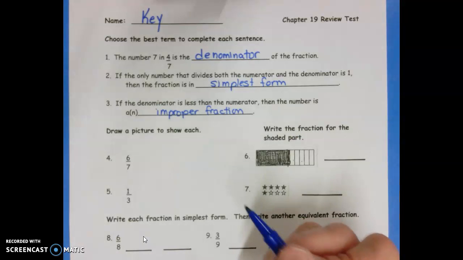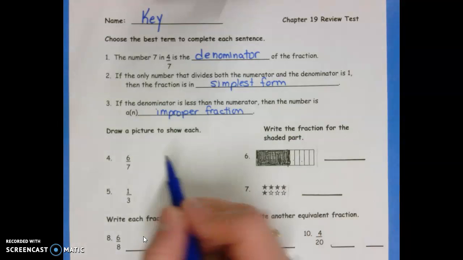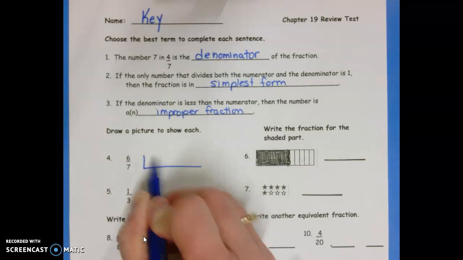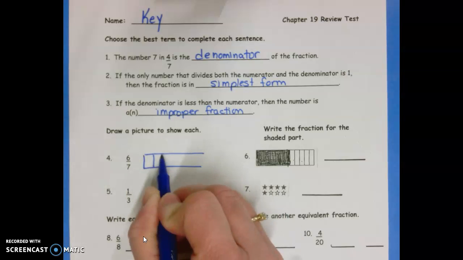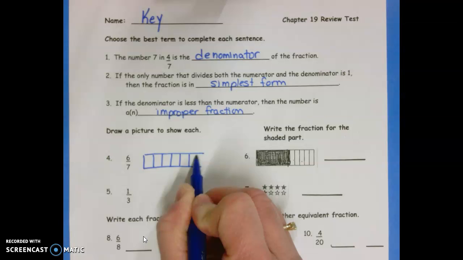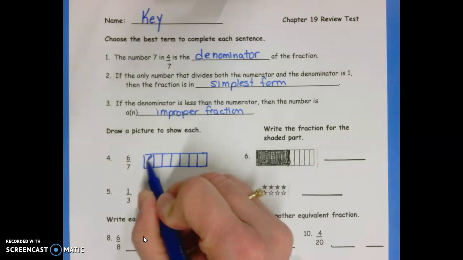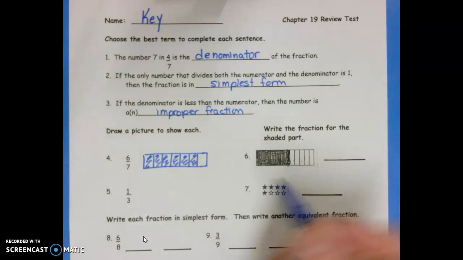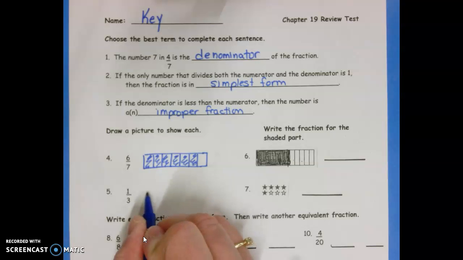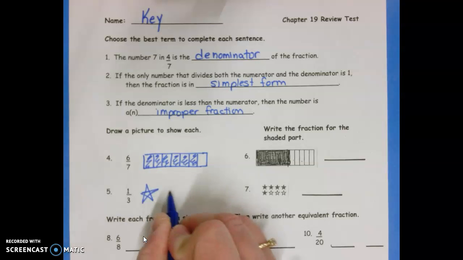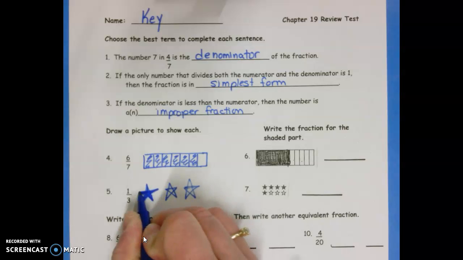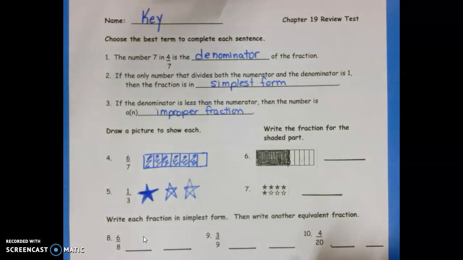So you'll have to draw pictures and look at pictures on this regular test. You might be asked to draw a picture. When I have to make 6/7, I would probably start with an open rectangle. 1, 2, 3, 4, 5, 6, 7, and I'm going to shade 6 of those 7. Okay, down here, maybe you would want to do something like stars. 1, 2, 3, but 1/3 of those stars is shaded. So you can show fractions either way, just so it's really clear.